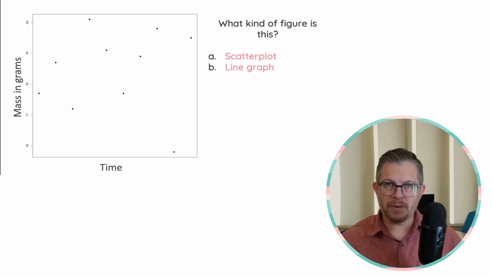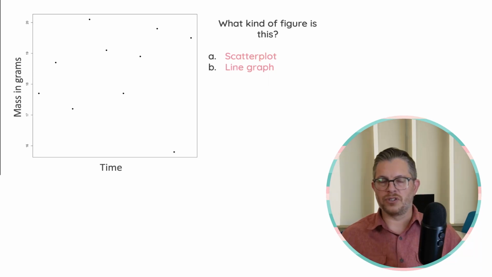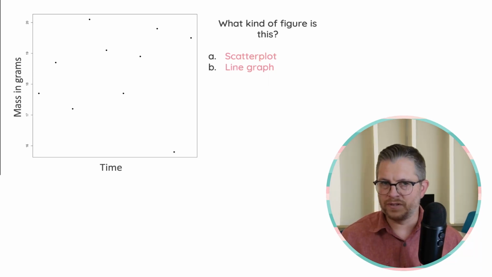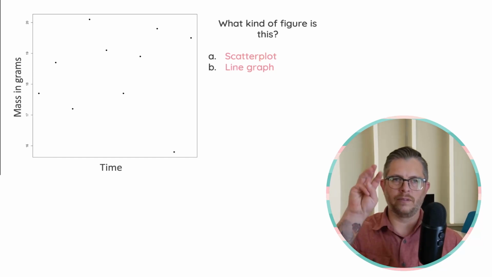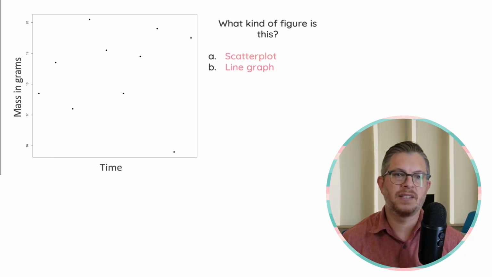Now let's talk about how we can start to use these things to measure variation. We began by talking about the most common measures of centrality. Now let's look at measures of variation. So we're beginning with this. What kind of figure is it? And 3, 2, 1, it is a scatter plot.